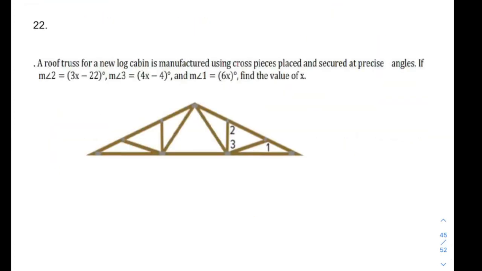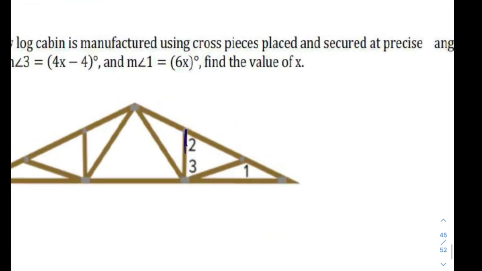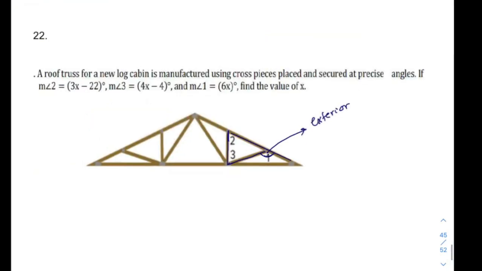A roof truss for a new cabin manufactured uses cross pieces placed in precise angles. If measure of angle 2 is 3x, this is the triangle here. And as you see here, angle 1 is outside. This is an exterior angle. Angle 2 is given to be this value. Angle 3 is this value. Measure of angle 1 is given as well.